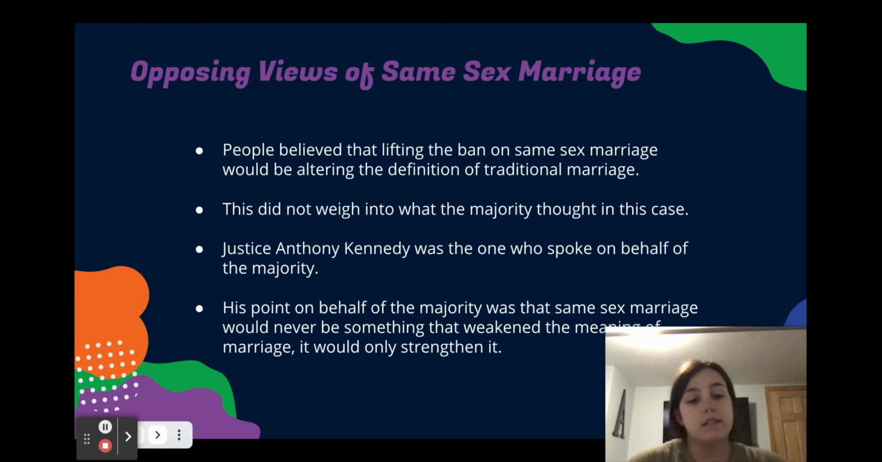When this ruling was decided, there were some opposing views. People believed that when this ban is lifted, it's altering the definition of what traditional marriage is, and the majority did not agree with that, and it did not weigh into this case. Justice Anthony Kennedy was the one who spoke on behalf of the majority, and their point was that same-sex marriage would strengthen what marriage means. It would never be something that weakened the definition of marriage.